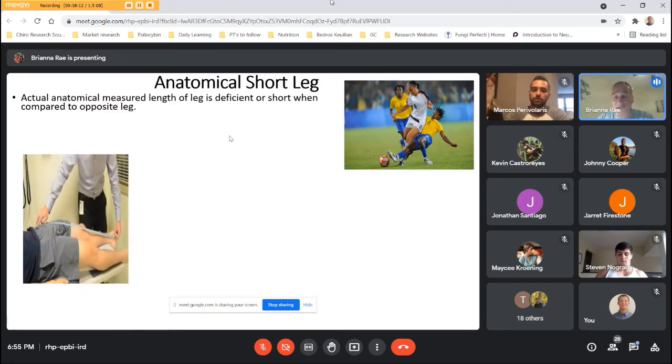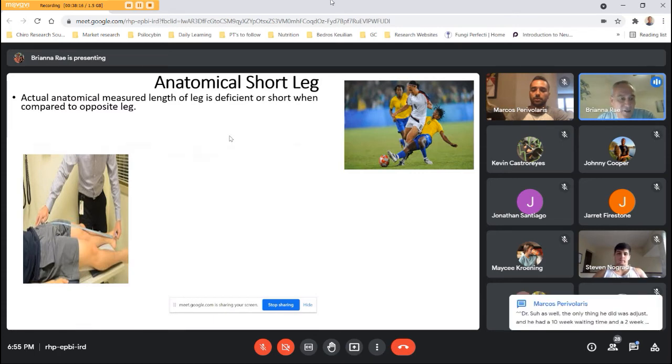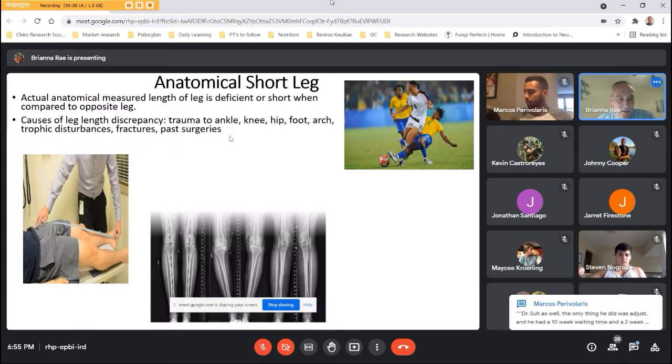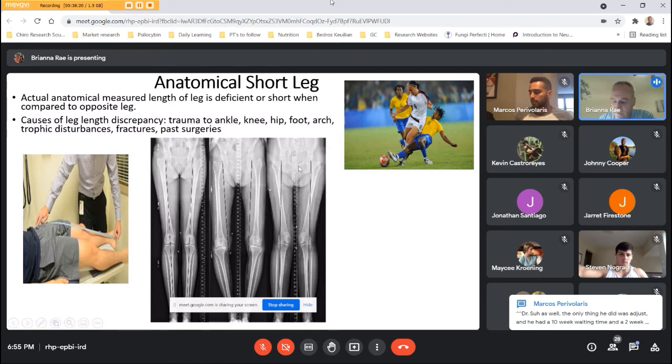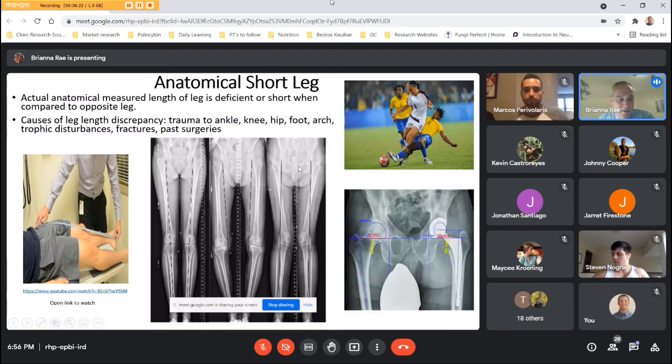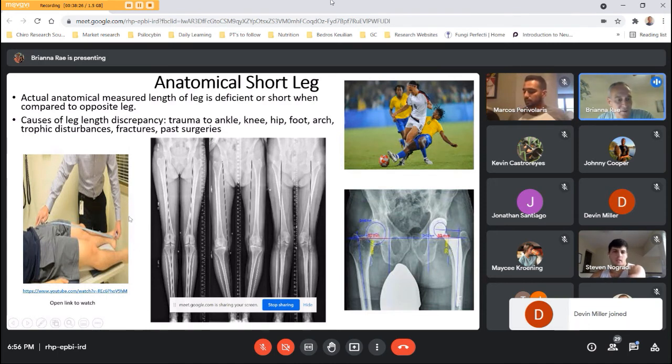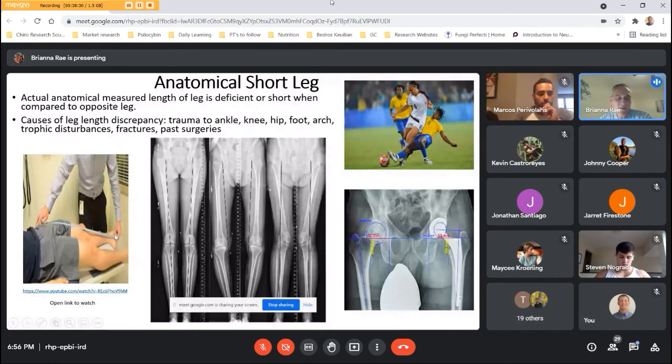So trauma certainly can create leg length issues. If you're interested, I do have a short video link on this image on the left. It's about 38 seconds long. It's just showing a young doctor measuring from the ASIS to the medial malleolus, and then he measures from the umbilicus to the medial malleolus.